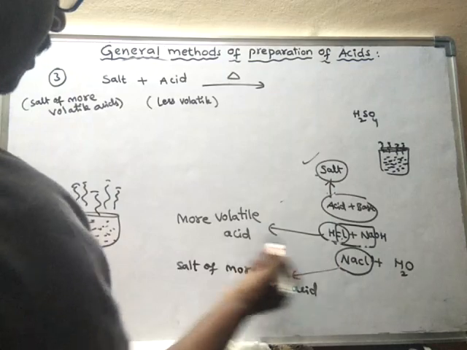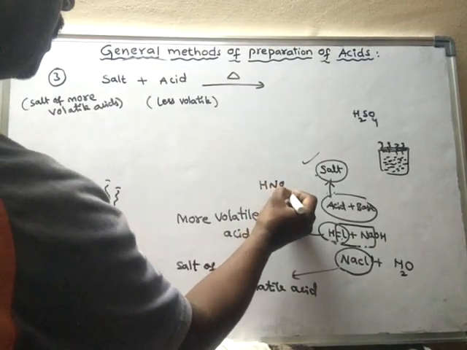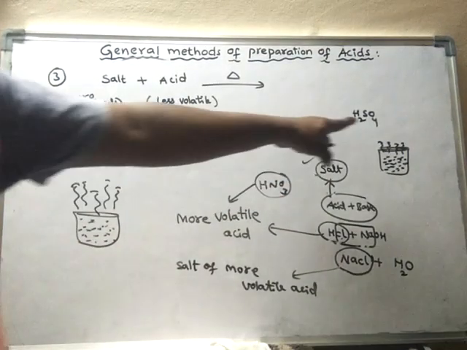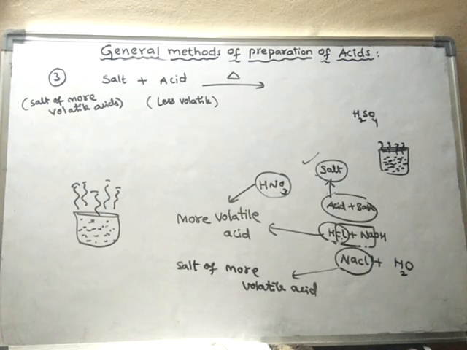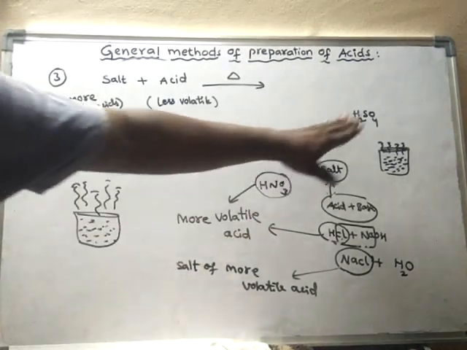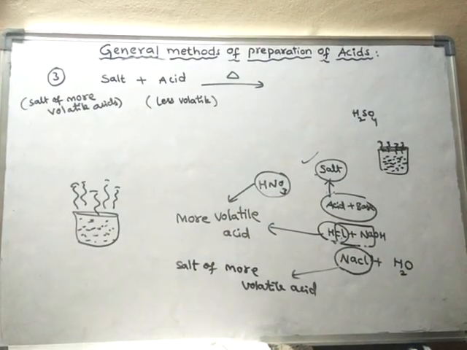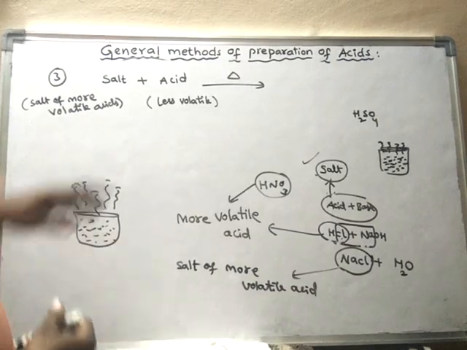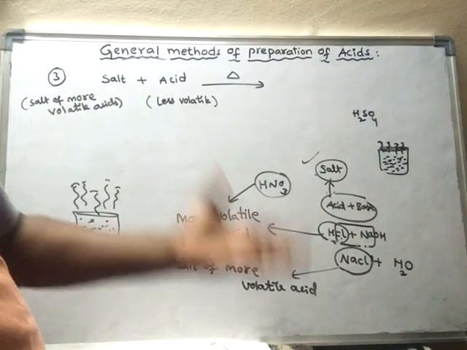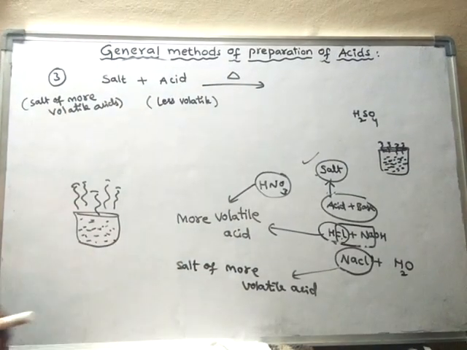Example: here, HCl is a more volatile acid. Another example, HNO3. Even HNO3 is also a more volatile acid. Sulfuric acid is a less volatile acid. So many acids are more volatile, but very few acids like sulfuric acid are less volatile in nature. So by using sulfuric acid and a salt like NaCl or NaNO3 etc., we can obtain an acid.